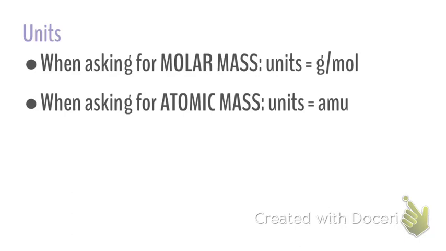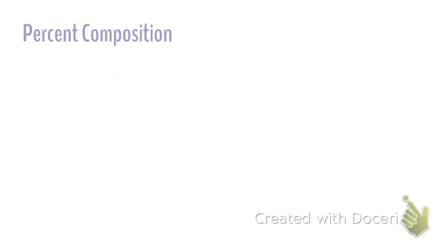Very rarely do we deal in atomic mass, right? We want to deal in tangible units, and grams per mole is much more tangible than AMU. We don't deal with individual molecules. We deal with grams, adequate sizes of substance.